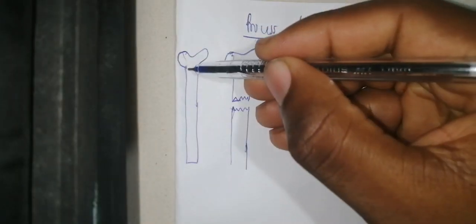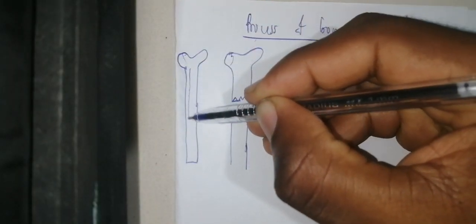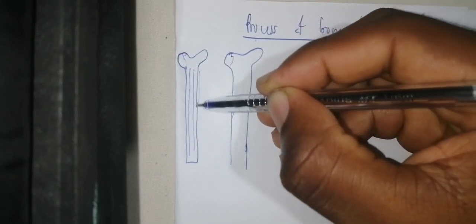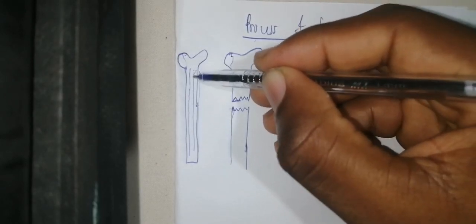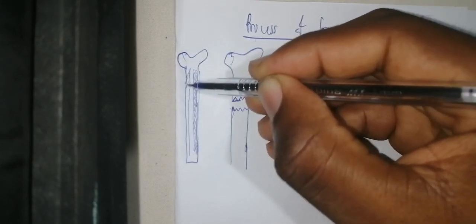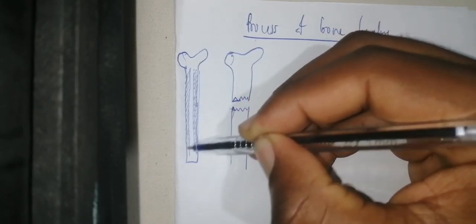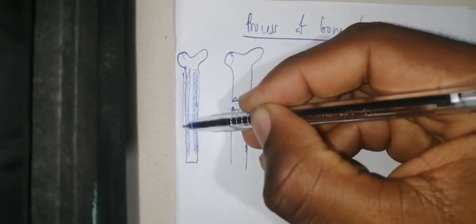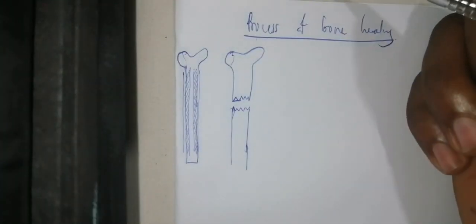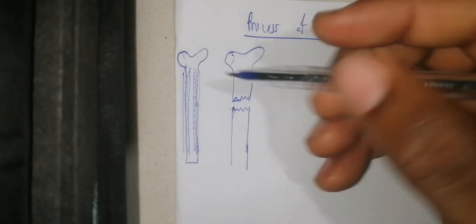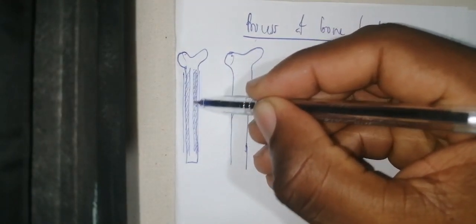In a normal bone, you have an inner side and an outer side, and in the middle you have the compact bone. You need to know that there are two major bone types: the spongy bone and the compact bone, as you have seen in histology. The compact bone is located in the middle.